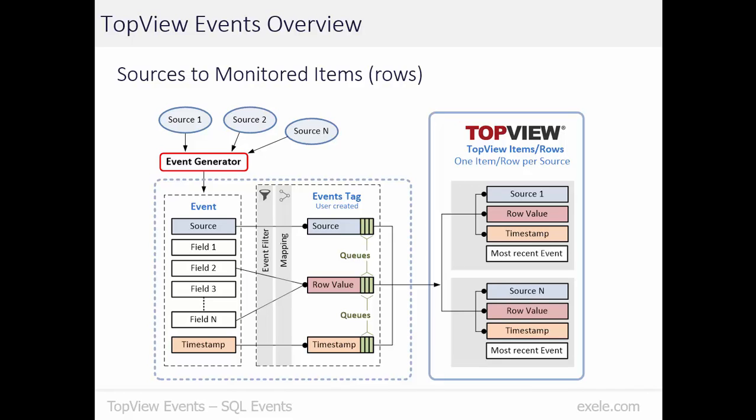A single events tag can receive events from multiple sources. The TopView engine will create a slot or row for each unique source that appears in the events tag, allowing users to view and track event state per source. These concepts are presented generically because TopView Events was created to work with many different event generators, including SQL events. As we move on to a demonstration of TopView for SQL events, the concepts in this overview will become clearer as we apply them to real SQL events.